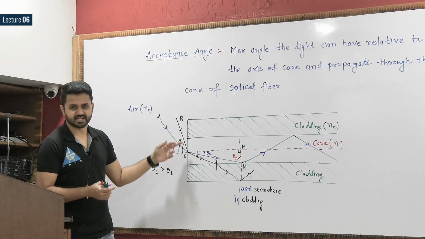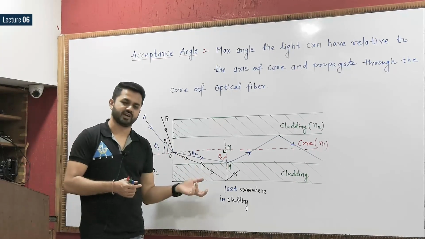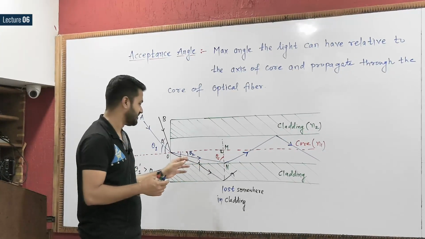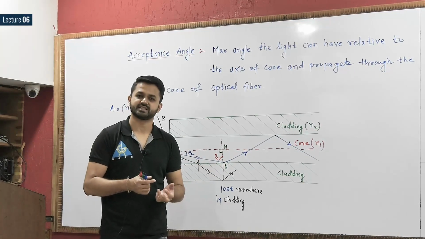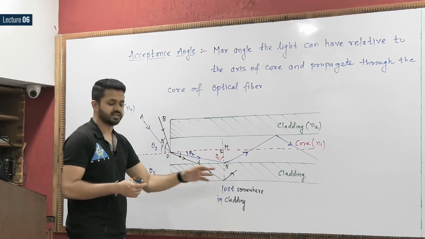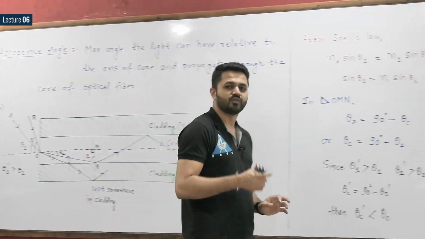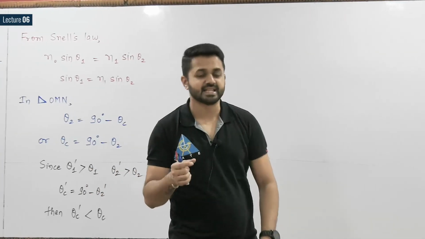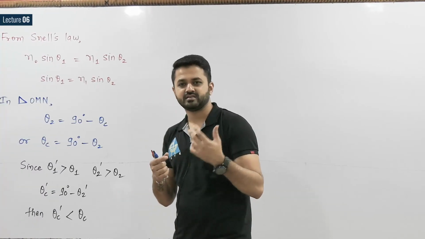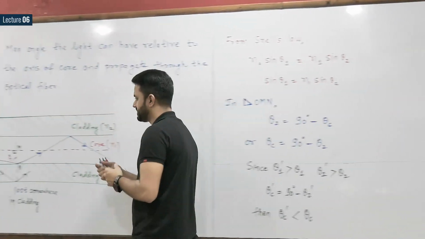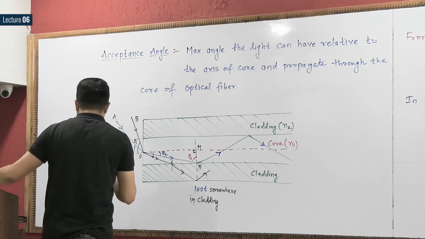Then this theta 1 dash increases, and when theta 1 dash increases, the angle of refraction also increases, and when the angle of refraction increases, this theta c decreases, and when this theta c decreases, what will happen? The light will travel down to the cladding part and it will be lost somewhere in the cladding part. So from here we can say that this theta 1 is the maximum angle that can be accepted by this optical fiber. Okay, so with the same angle theta 1, the light can be incident from this side also.